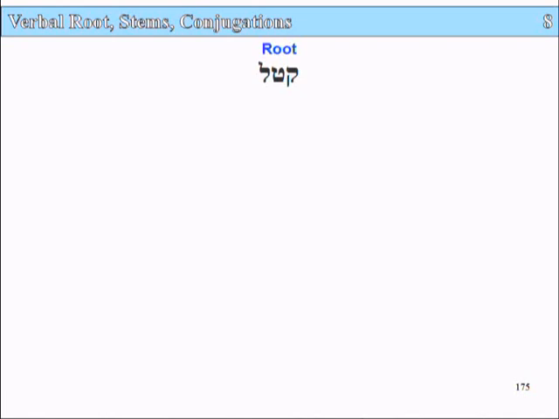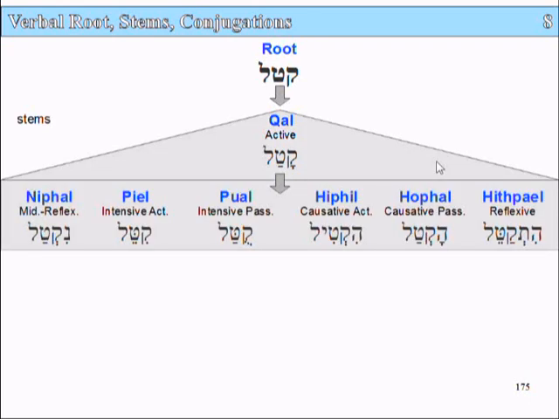Okay, so I just want to show you very simply these verb stems again. First of all, we have our root, in this example, katal, and then we get the kal, simple active verb stem from that, with the patach at the beginning, katal, he killed, and then we get the 6 other derived stems, the nifal, the pile, the puel, the hifel, the hofel, and the hithbaal or hitbaal.